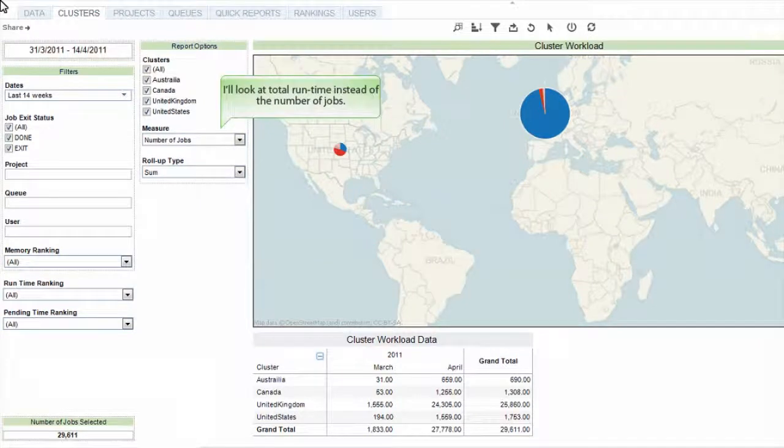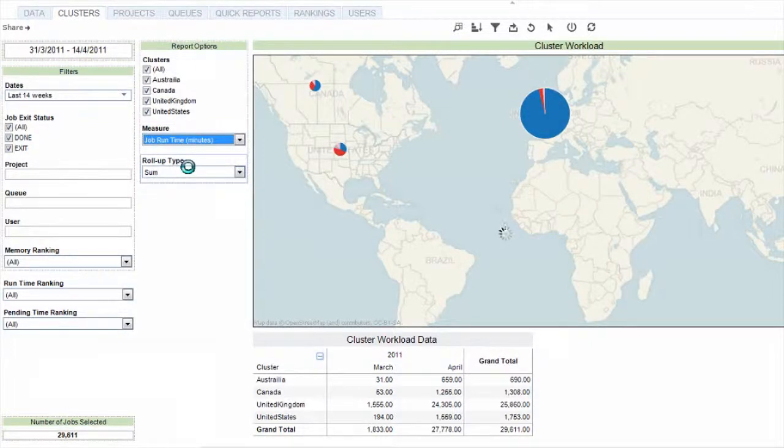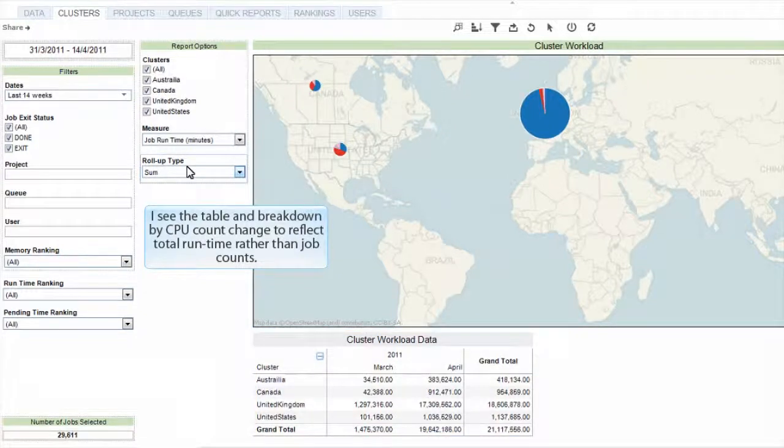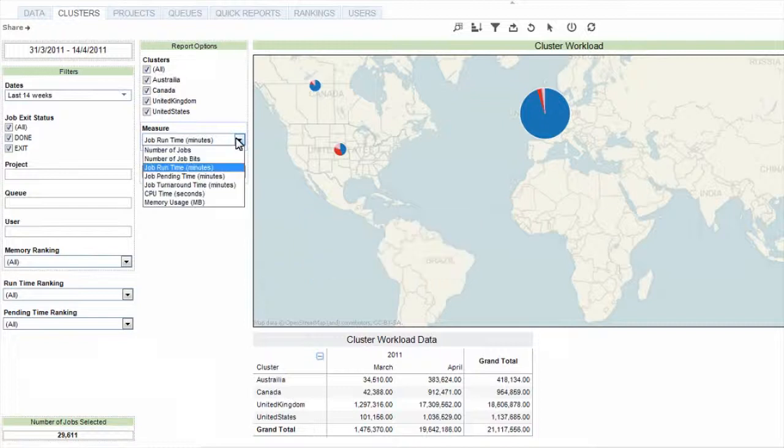As with other views, I can look at different measures like total runtime. I see the table and breakdown by CPU count change to reflect runtime rather than job counts. I'd like to understand what types of jobs in each geography are taking the longest to get scheduled. I can change the measure to job pending time.